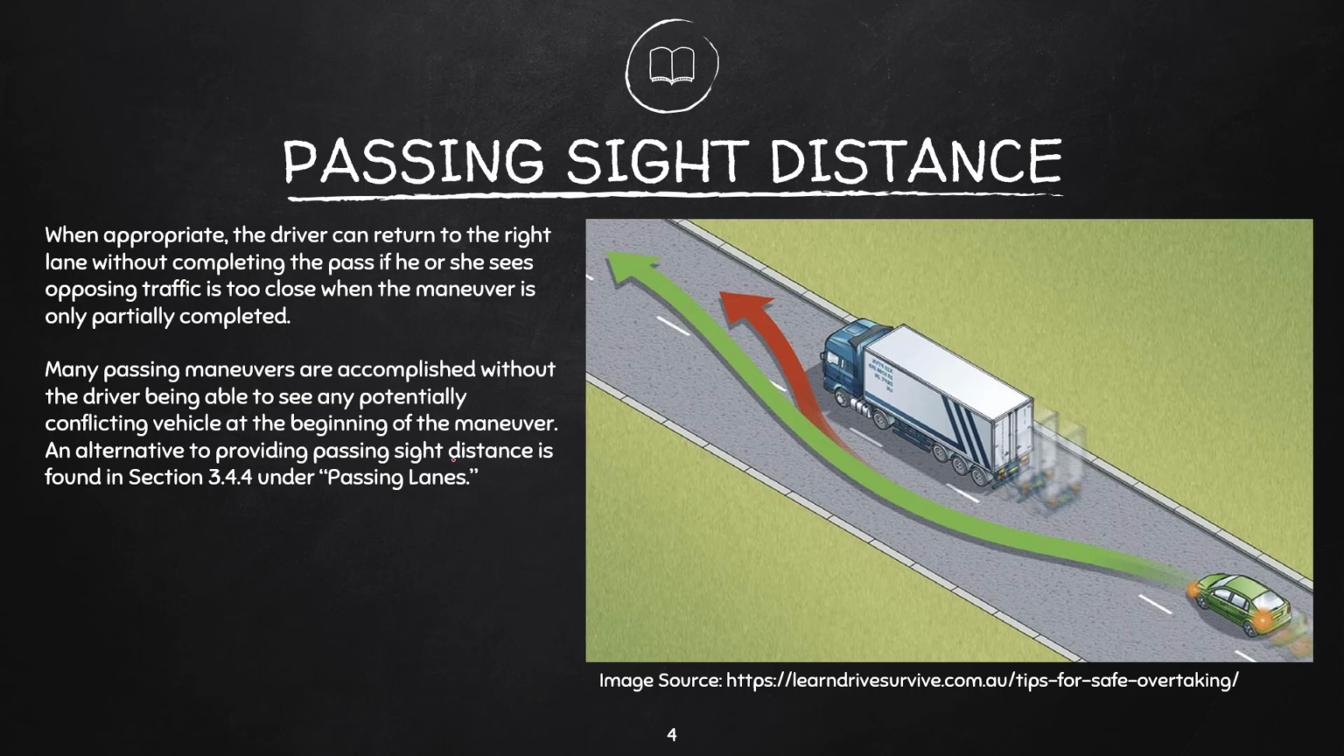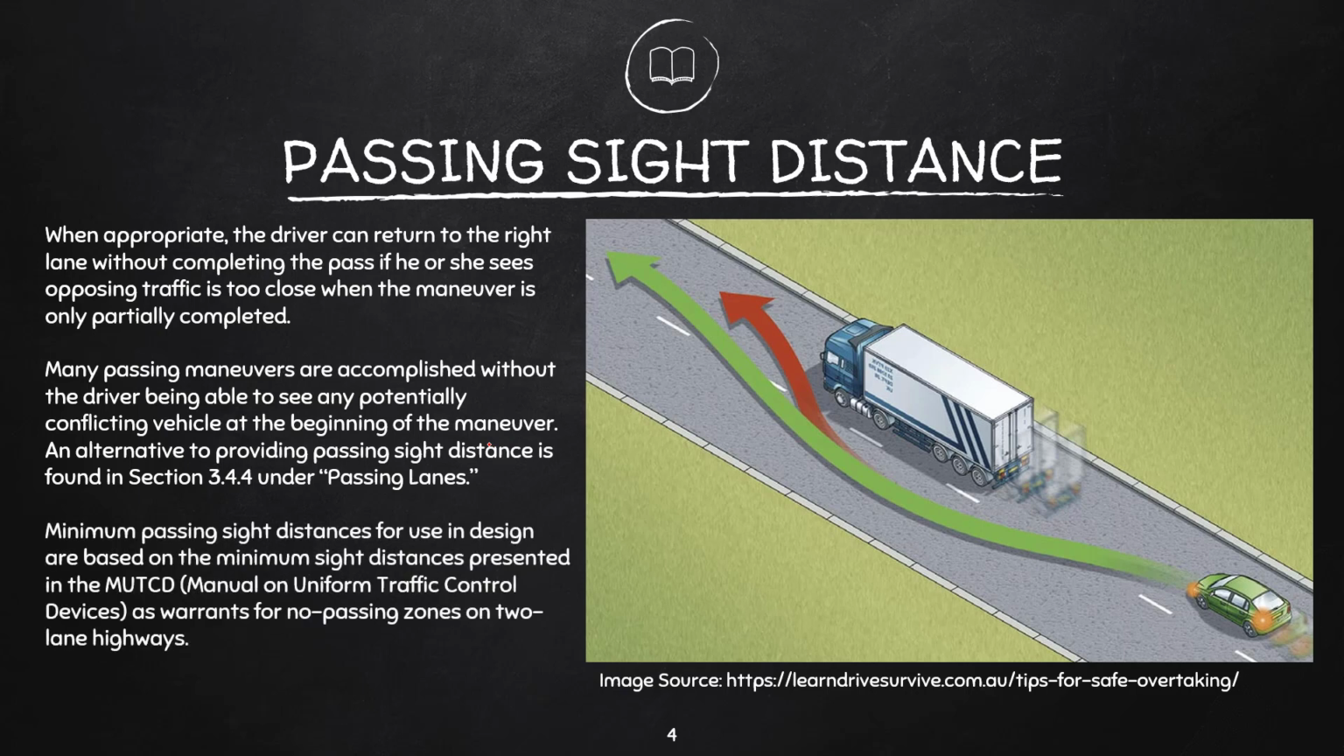An alternative to providing passing sight distance is found in section 3.4.4 under passing lanes. This is of course in the provisions given by the 2011 edition of the Green Book. Minimum passing sight distances for use in design are based on the minimum sight distances presented in the MUTCD, or the Manual on Uniform Traffic Control Devices, as warrants for no passing zones on two-lane highways.